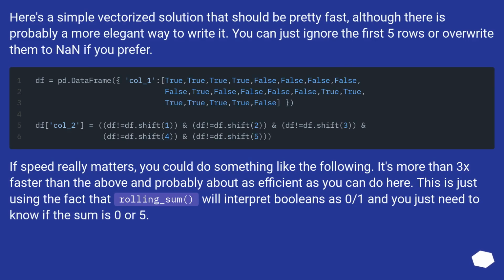Here's a simple vectorized solution that should be pretty fast, although there is probably a more elegant way to write it. You can just ignore the first 5 rows or overwrite them to NaN if you prefer.